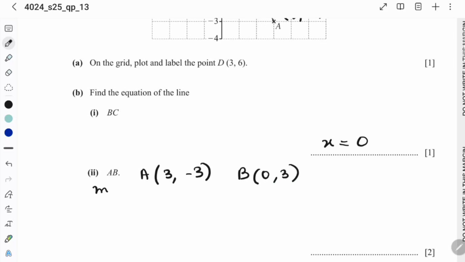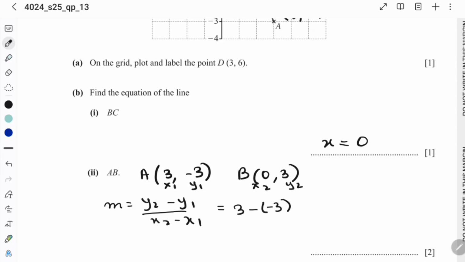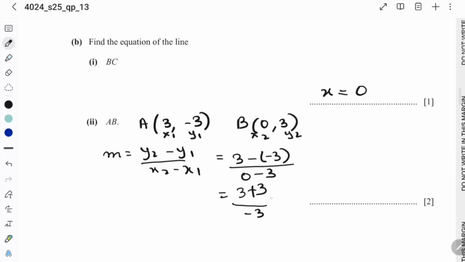First you find the gradient. You need two things to find the equation of a straight line: gradient and y-intercept. So gradient is, this is x1 y1, this is x2 y2, y2 minus y1 upon x2 minus x1. So that is y2 minus y1, 3 minus minus 3, upon x2 minus x1, 0 minus 3. So this is 3 plus 3 upon minus 3. Don't cancel here, that's wrong. 6 upon minus 3 is equal to minus, 3 times 2 is 6, which is minus 2. So our gradient is minus 2.